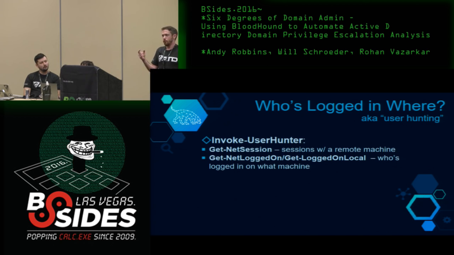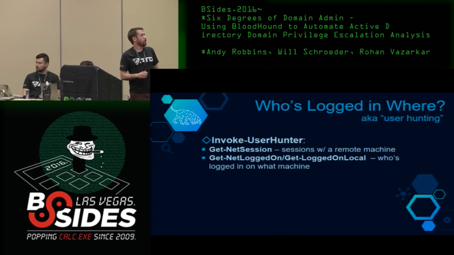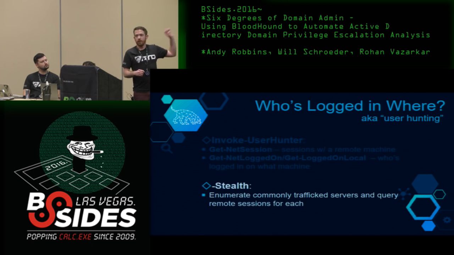Invoke-UserHunter will use two PowerView functions under the hood. It uses Get-NetSession and Get-NetLoggedon and Get-NetLoggedonLocal. Get-NetSession uses the NetSessionEnum Windows API under the hood, and it does some really nice fancy trickery in PowerShell to access that without dropping any files to disk. Get-NetLoggedon uses NetWkstaUserEnum, and the Get-NetLoggedonLocal is a new addition that uses remote registry if it's enabled. You can run these and get this information back without needing administrative rights on the remote system you're querying. There's also a stealth option.